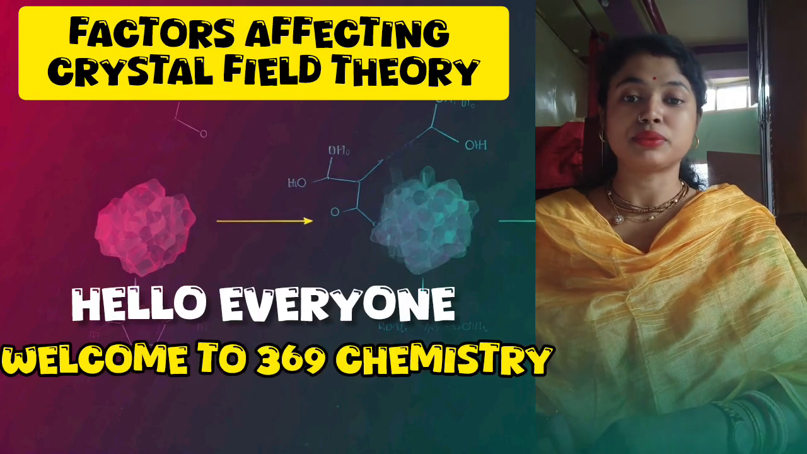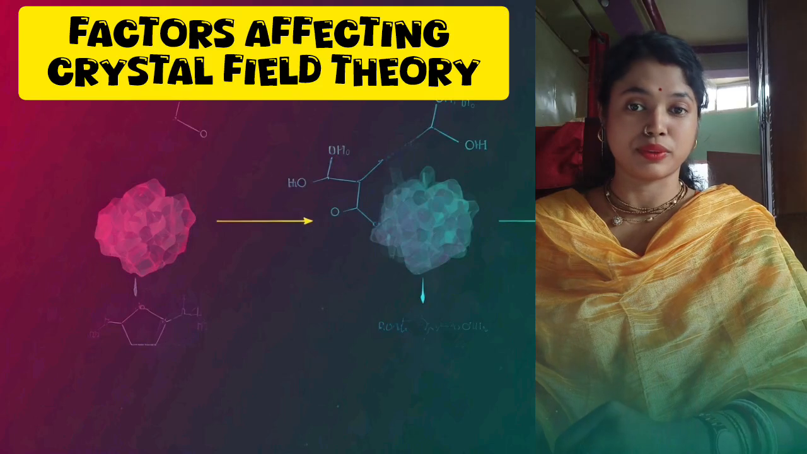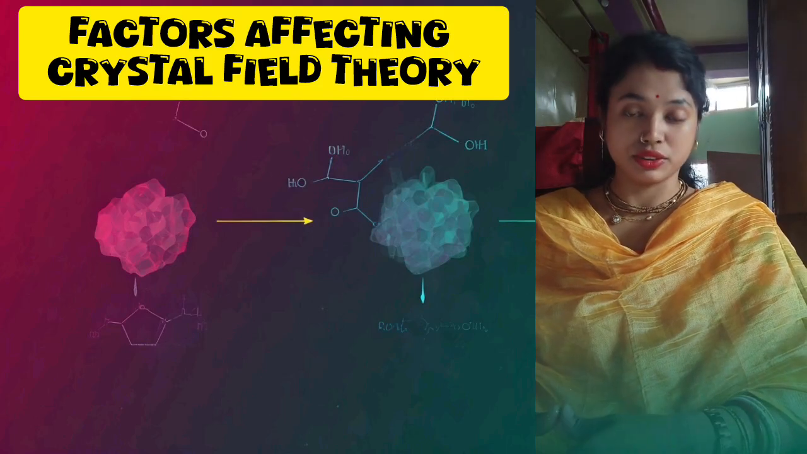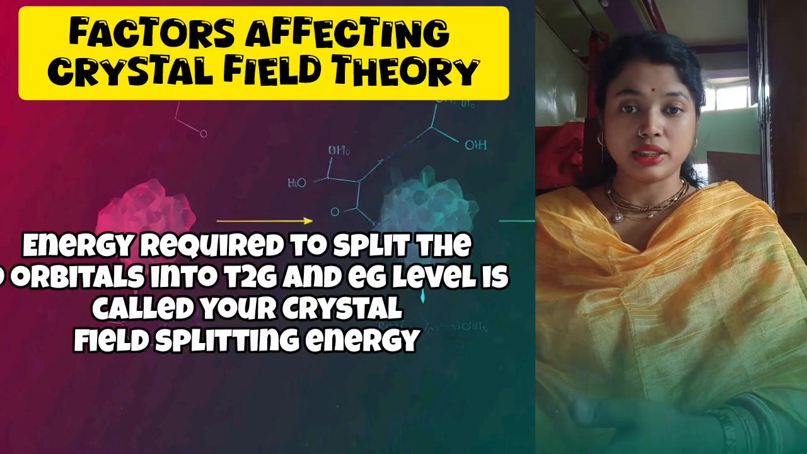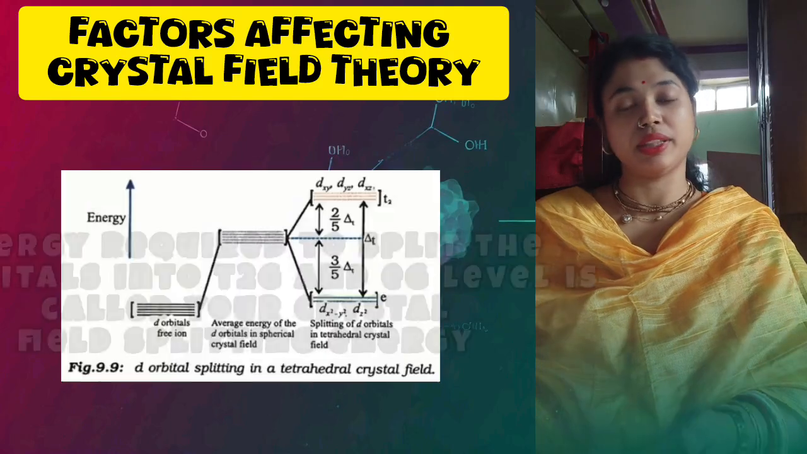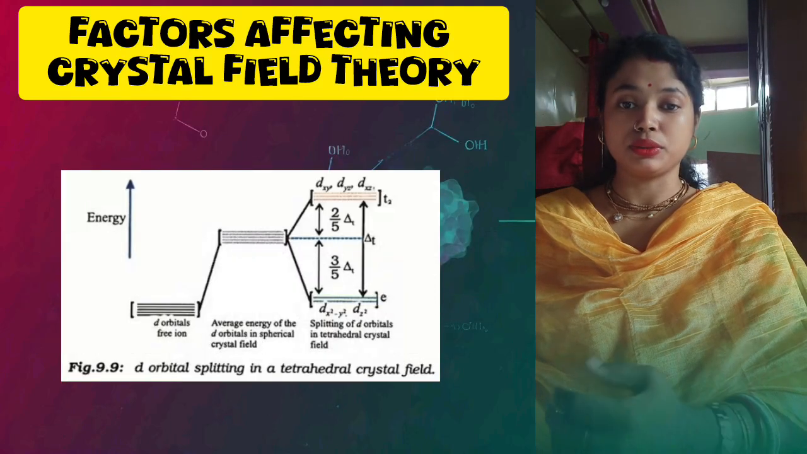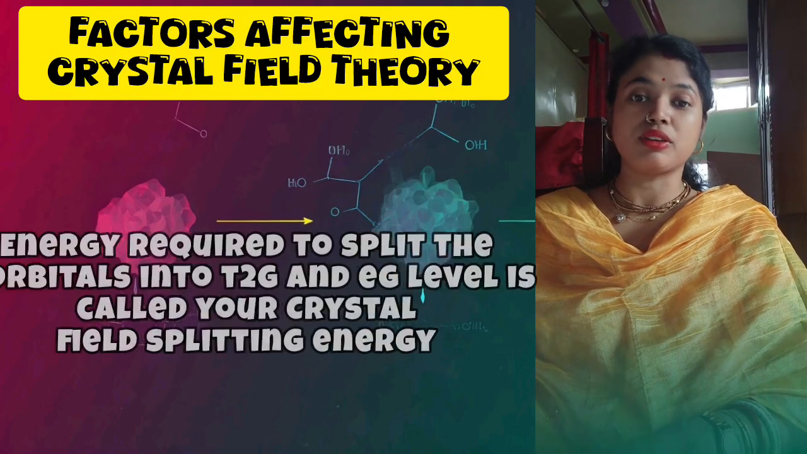Hello everyone, welcome to 369 Chemistry. As the topic suggests, in this video we are going to talk about the factors affecting crystal field splitting energy. The energy required by the d-electrons to split up, when the ligand approaches the d-orbitals, splits them into the T2g and Eg levels. That energy difference depends on various factors.